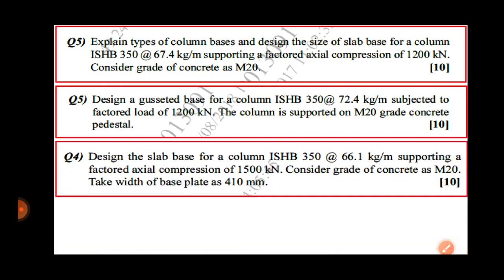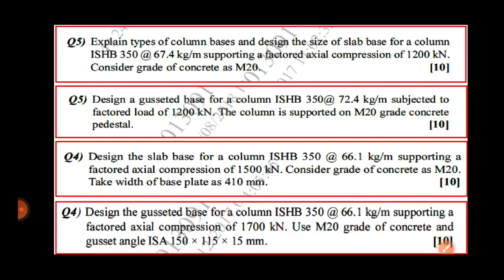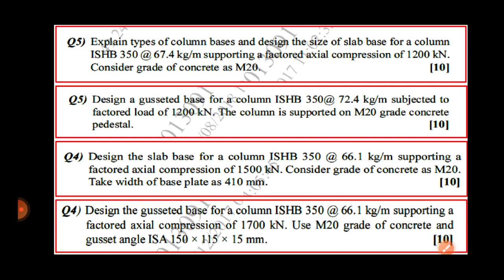Then again the same type of question, design the slab base for ISHB, the factored load is given, and here they have restricted the width of the base plate, that is 410 mm. Then again the same type of numerical, that is we have to design the slab gusset base for a column.